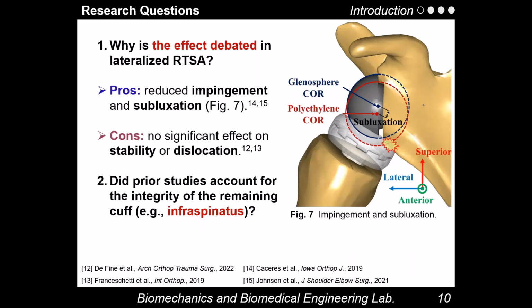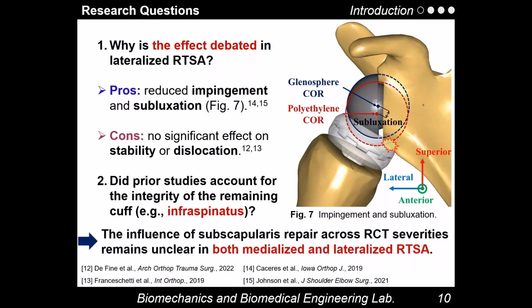This issue leads to our second and perhaps more critical question. Did prior studies account for the integrity of the remaining cuff? In many clinical trials, the integrity of the other rotator cuff muscles is often overlooked. However, as we discussed earlier, shoulder stability relies on a delicate force balance. For example, if the supraspinatus is torn, the biomechanical role of the subscapularis repair may be altered. However, the influence of subscapularis repair across different cuff tear severities remains unclear in both medialized and lateralized RTSA.